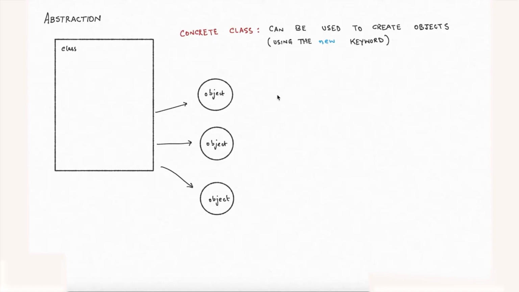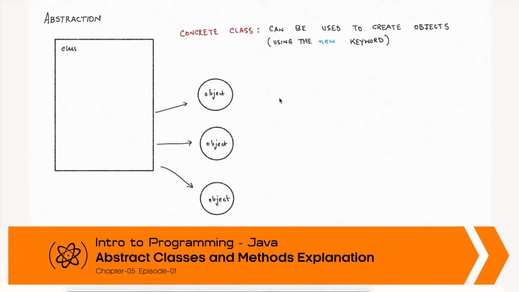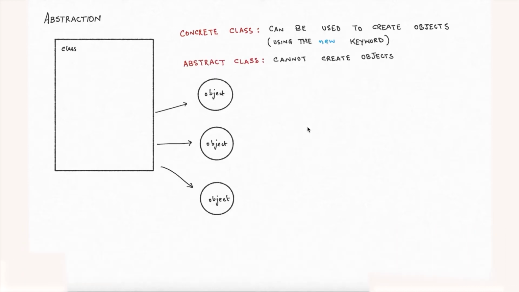There are some classes which we cannot use to create objects. Those classes are called abstract classes. So why can't abstract classes be used to create objects? That is because they have abstract methods. In a concrete class, you have concrete methods. What does a concrete method mean? It means that the method has been implemented. Its implementation code has been written.